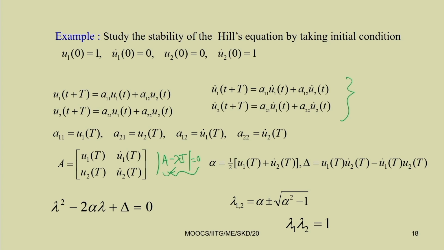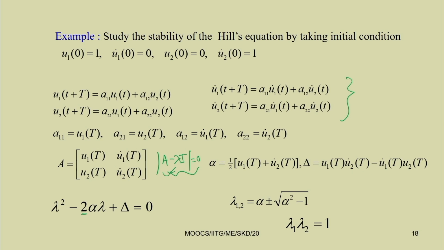Which will give rise to the equation lambda square minus 2 alpha lambda plus delta equal to 0, where alpha equal to half of the trace, half of u1 plus u2 dot, because we are taking 2. Otherwise you can write lambda square minus the trace into lambda plus delta equal to 0, where delta equal to the determinant of A, that is u1 of T into u2 dot of T minus u1 dot of T into u2 of T.